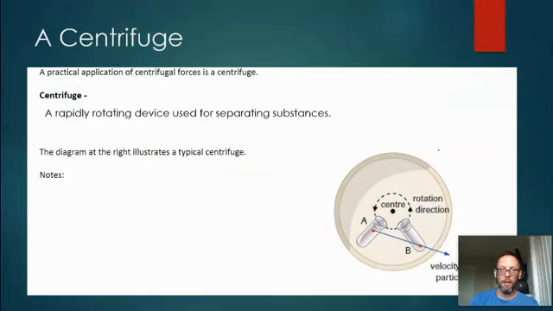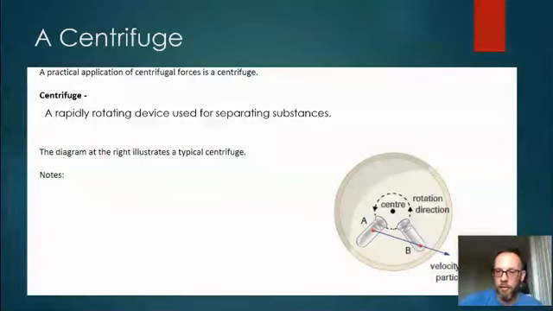A centrifuge is a rapidly rotating device used for separating substances. So centrifuges are used to separate blood platelets, white blood cells, and red blood cells in a blood sample. As you spin a test tube of blood round and round, certain large types of cells would settle to the bottom, and then you'd have the next type of cell, and it separates them out. The same thing is used to remove debris from water in filtration systems. Centrifuges are used a lot.